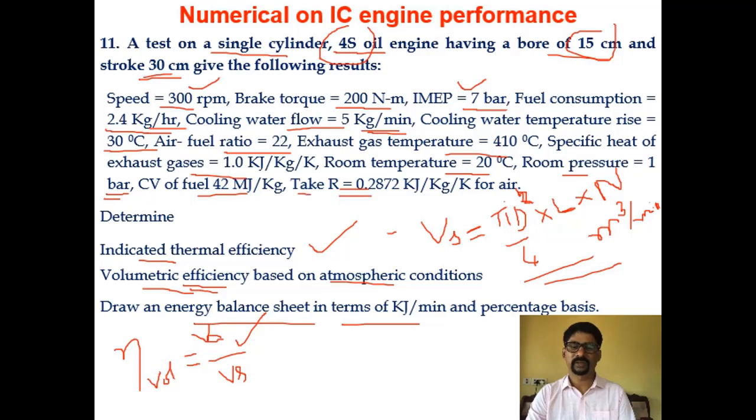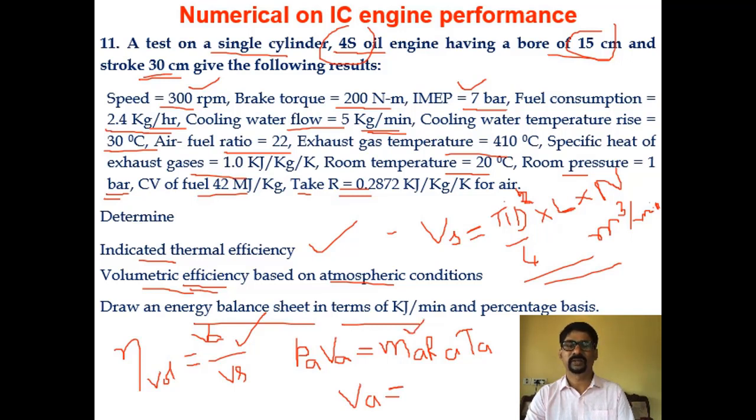That is where this room pressure and this R is used. You have to make use of the characteristic gas equation, that is Pa Va is equal to Ma Ra Ta. So here you want Va from this expression, that is Ma Ra Ta divided by Pa. So what is Ma? Mass of air. You know the air fuel ratio, so here I have shown you how to calculate Ma.